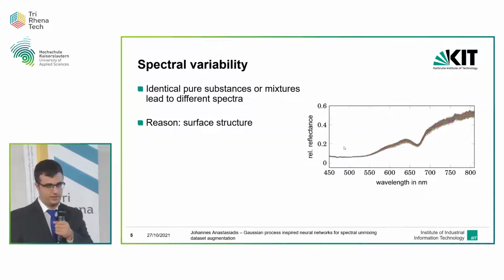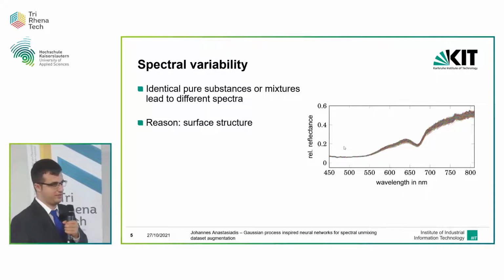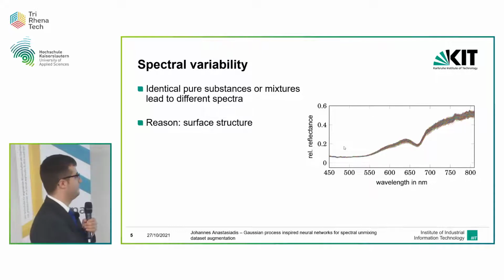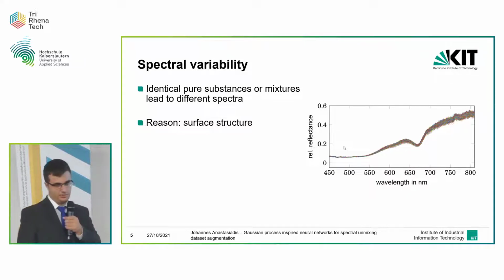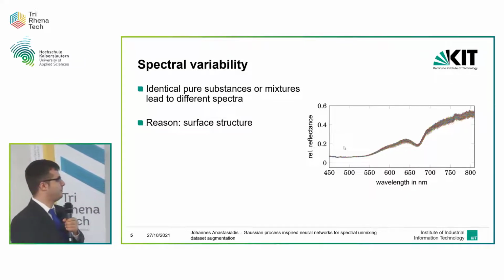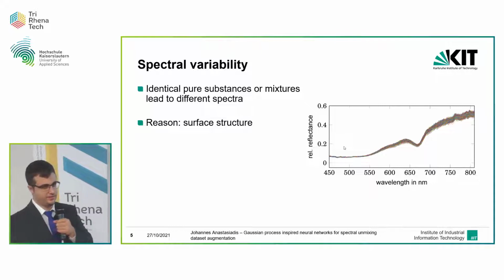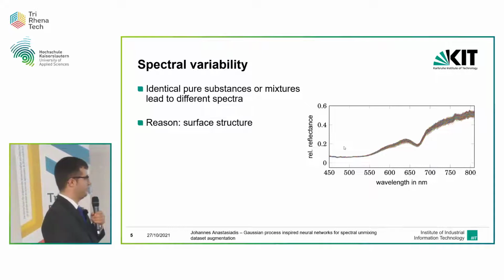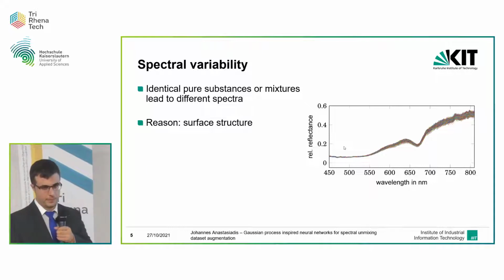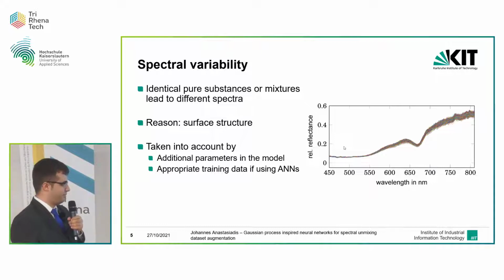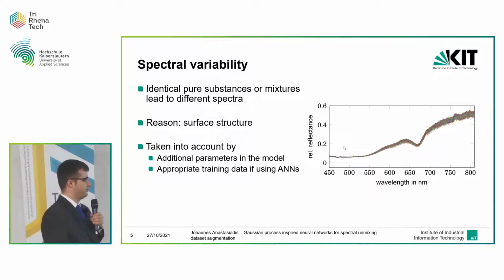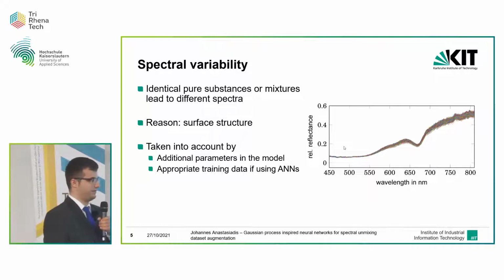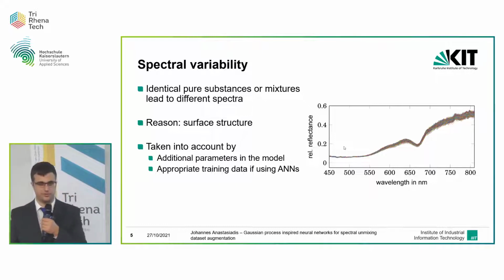Until now, we assumed that one substance can be represented by a single spectrum. This is not true in reality. In reality, we have spectral variability. The main reason in our datasets is the surface structure and the angle in which the light refracts into the sensor. Spectral variability can be taken into account by additional parameters in case of model-based unmixing, or by training data if neural networks are used.